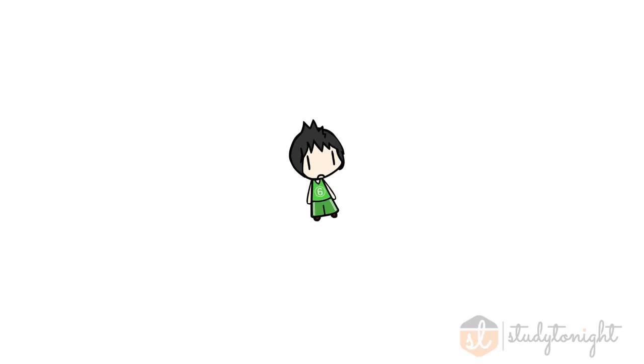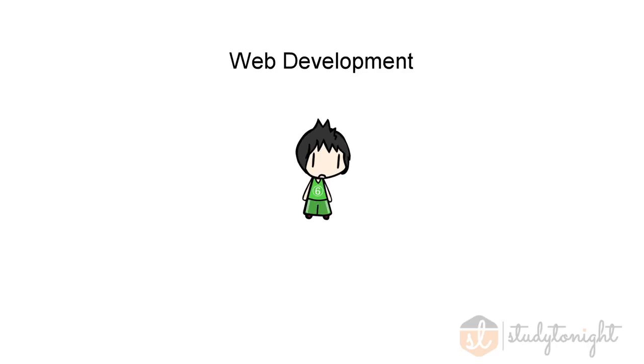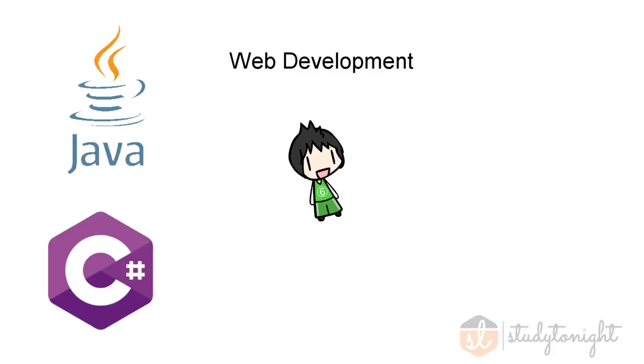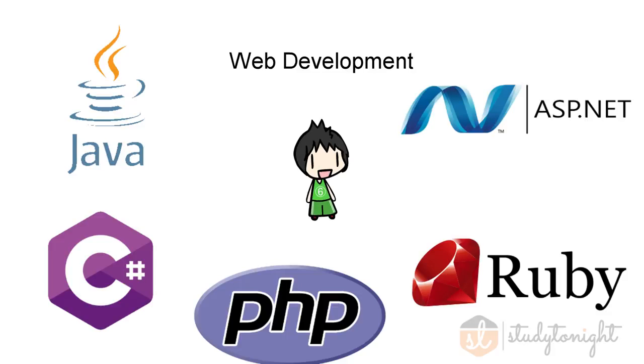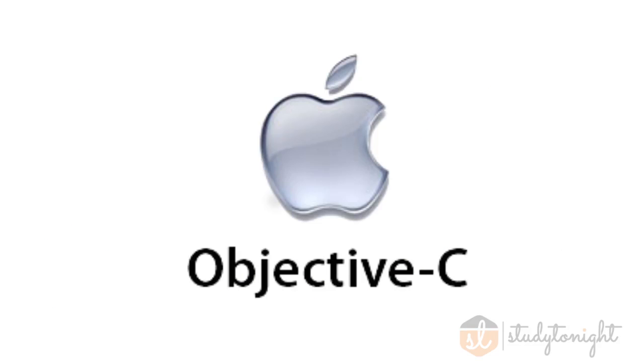So, where do we use MVC? MVC finds its most popular use in web development, where you have a clear distinction of where, when, and what you want your end user to see and interact with. Some popular programming languages that implement MVC in their framework include Java, C#, ASP.NET, Ruby, and PHP. It also forms the major backbone in Objective-C, the primary development language for Apple iOS.